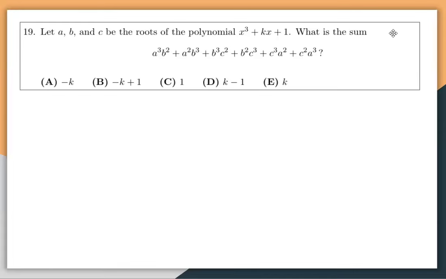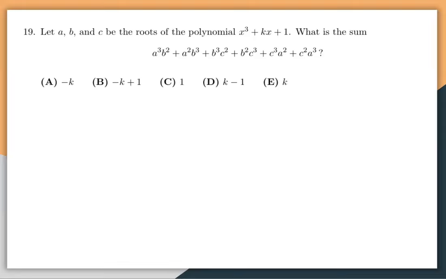Hey everyone, so we have number 19 from 12A from 2025 now. So the question: A, B, C are the roots of the polynomial, and we want to find the expression right here. The first thing I see, since we have the roots and the polynomial, is that we probably want to remember Vieta. So this is a cubic, so I will say just a reminder.